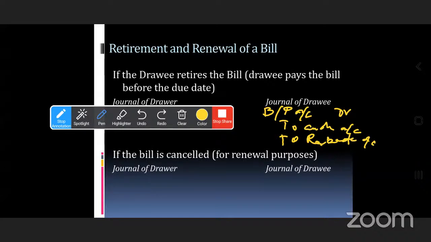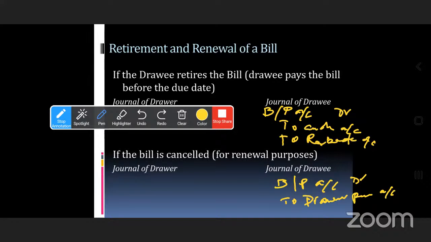And coming to the drawee's books, here we will be writing bills payable account debtor to drawer's personal account. That is the bill cancel. Okay.